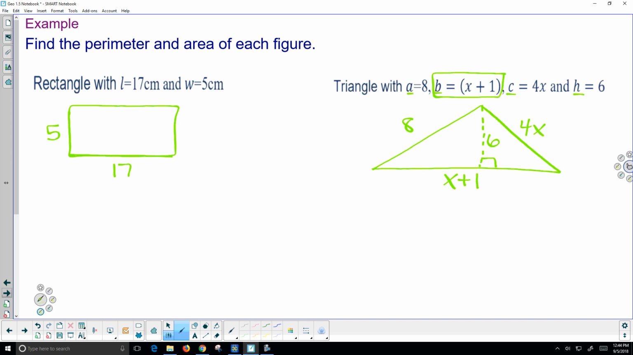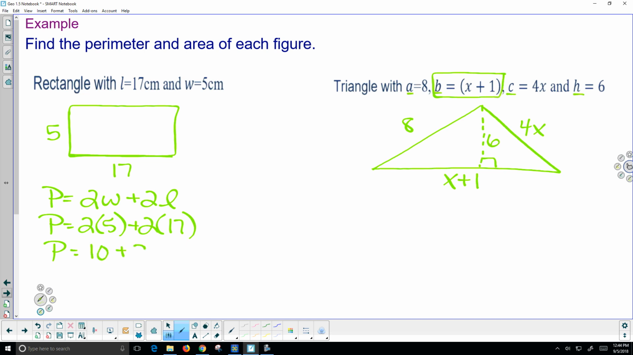We just wrote down that the perimeter of a rectangle was twice the width plus twice the length. So I'm going to go ahead and plug things in there. 2 times 5 plus 2 times 17. That would simplify down to 10 plus 34. So the perimeter of this rectangle is 44. I've got units. So I'm going to say that the perimeter of this is 44 centimeters, and I'm going to put a box on that.